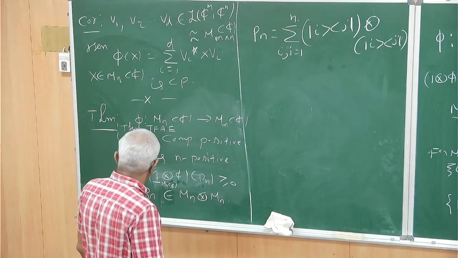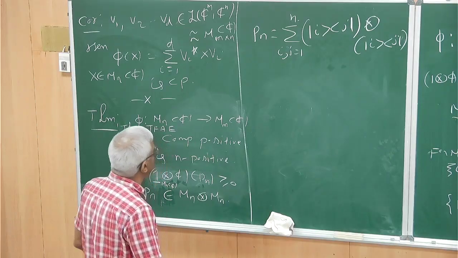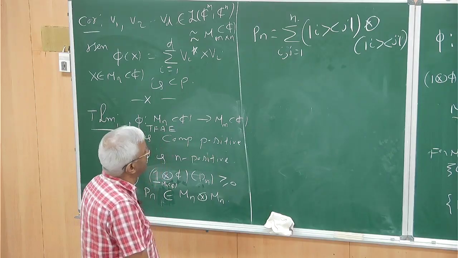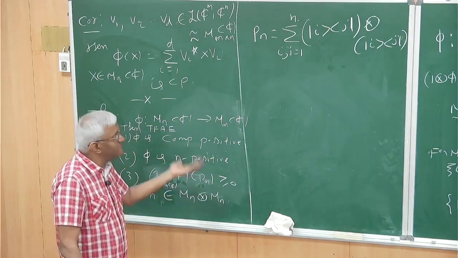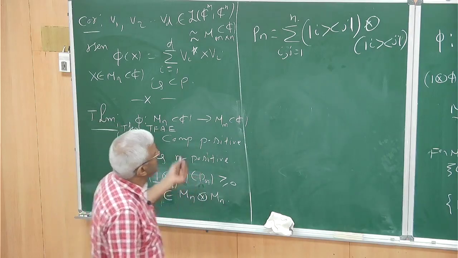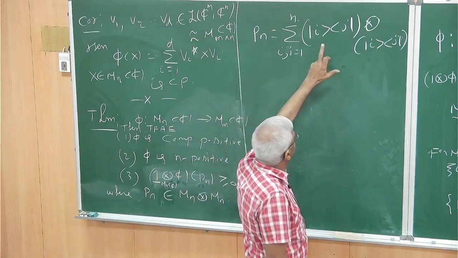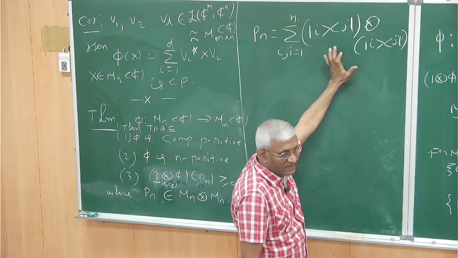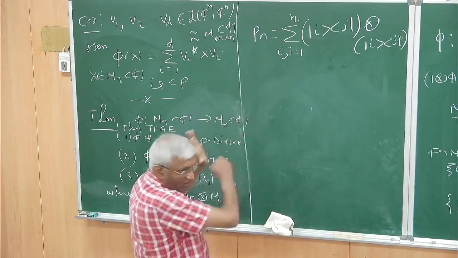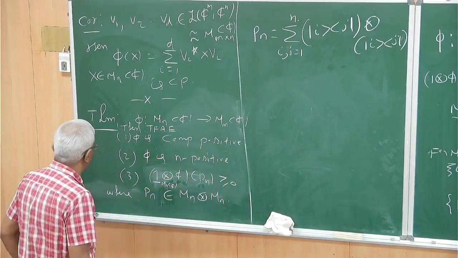So this P_n is greater than or equal to zero, and one tensor phi of this P_n is greater than or equal to zero. It is clear why: any matrix x_ij is going to be a linear combination of these kinds of things. You can see that from that it will follow. We will run the proof and it will be clear.